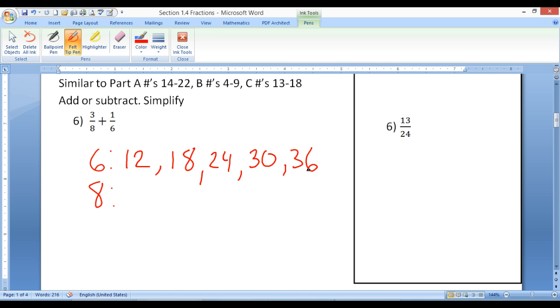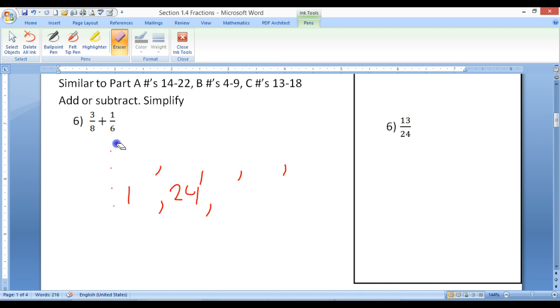Now I'm going to go ahead and do the 8s. 8 times 2 is 16. 8 times 3 is 24. And I can stop. Right there I see I have a common denominator or a common multiple, and I want the smallest, so 24 is perfect. So what you do is you just start making multiples and then you find the smallest one. And some people will like that method. So get rid of this here.